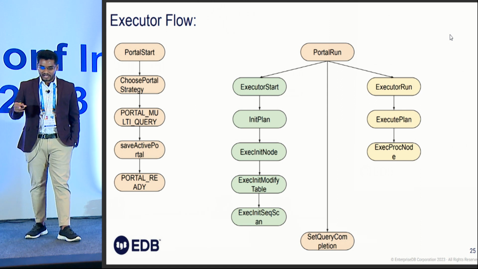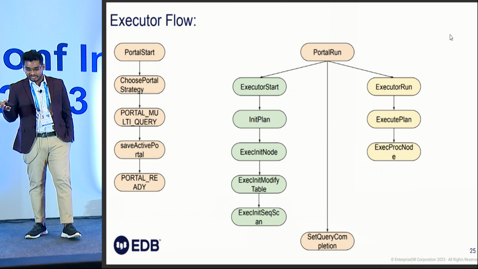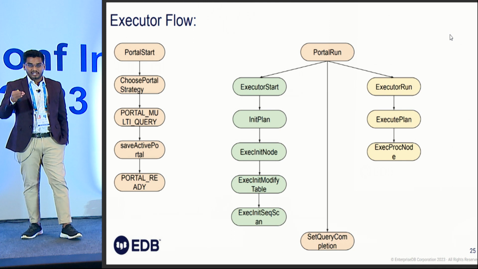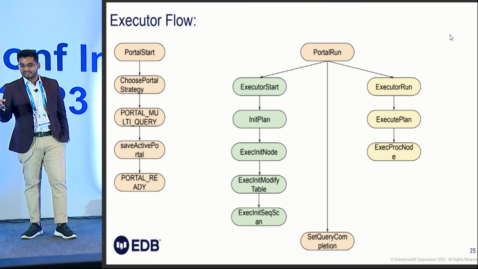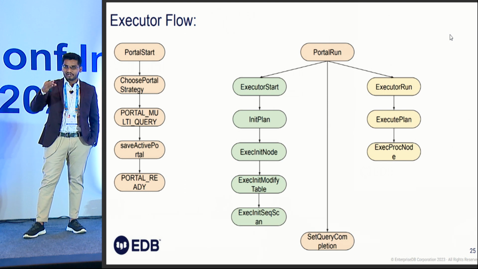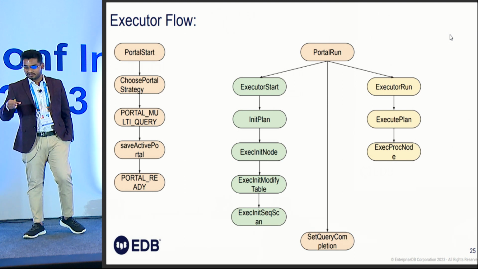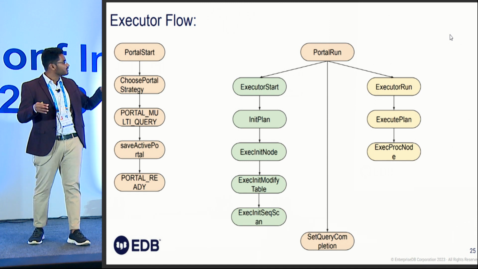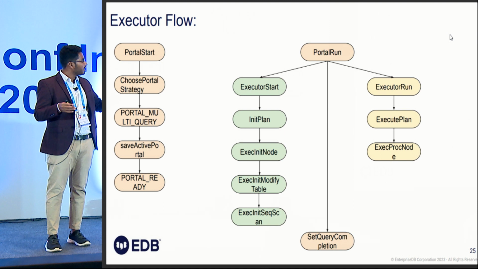Then, according to the query, if it is a query with a where clause, first a sequential scan will happen, then the ExecutorRun function will be called. After that the plan will be executed, and the given nodes will be executed one by one. So this is the brief flow chart for the execution phase that I have created.